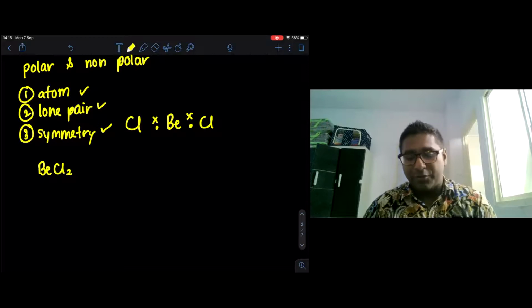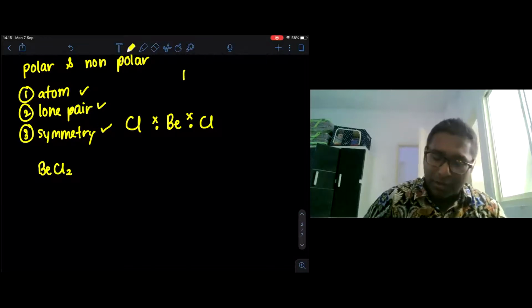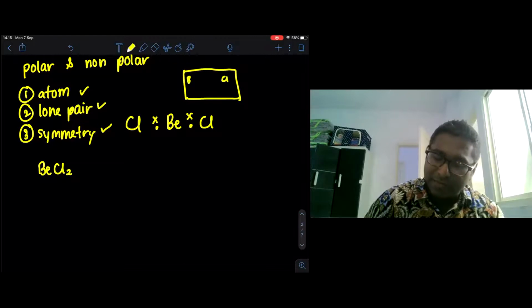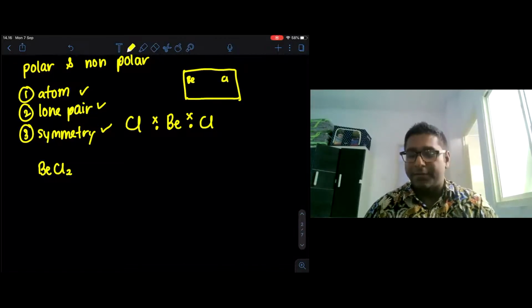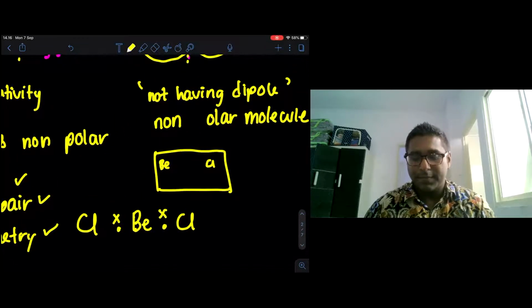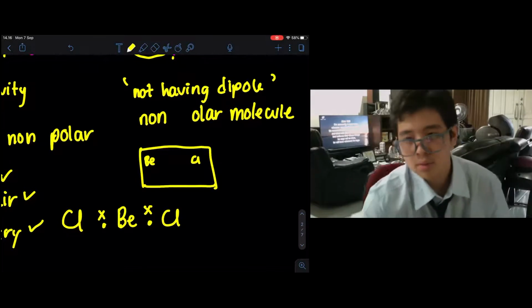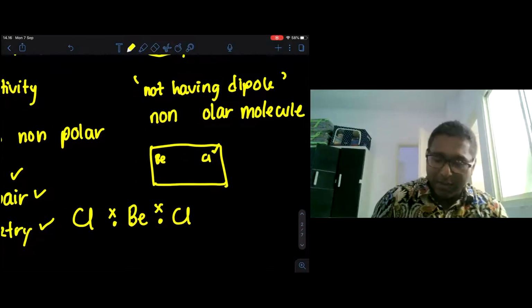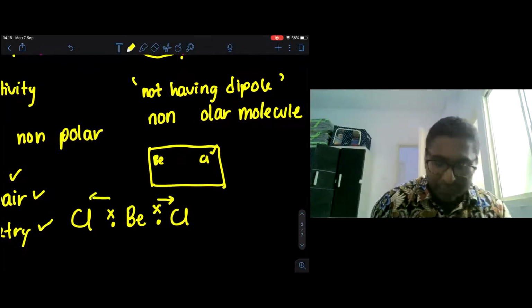According to the atoms, I have two different atoms over here, chlorine and Be. When I look at the periodic table, I know Cl is somewhere here, Be is somewhere here. Which one do you think is more electronegative, Jordan? Be or Cl? Cl. Cl being more electronegative means they will pull the electrons towards Cl.